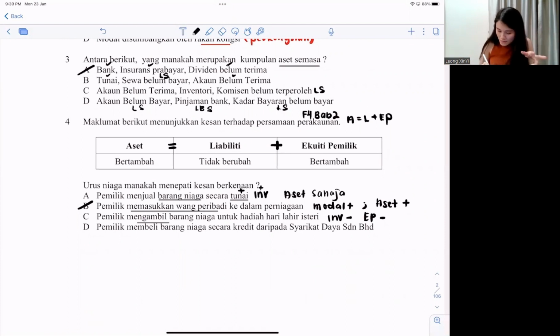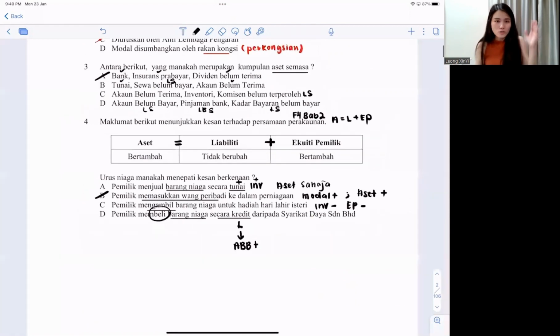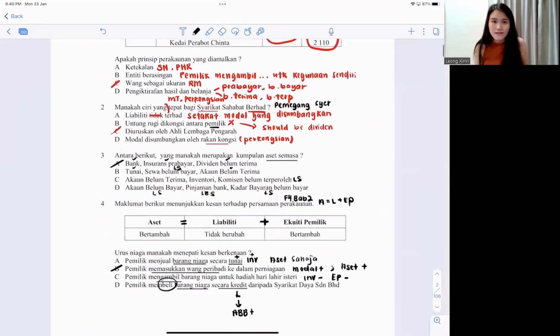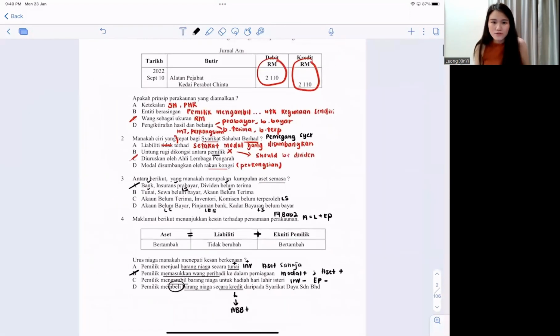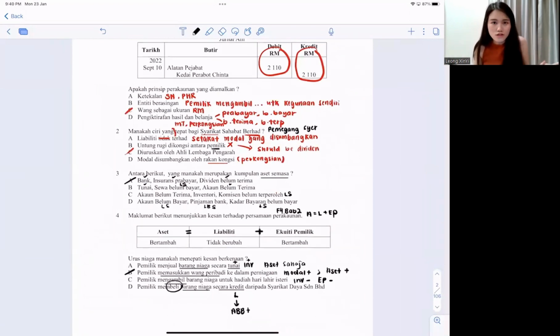So wrong. Now D. Pemilik membeli barang niaga secara kredit. No. Because if you buy secara kredit, it will become L, liability. Because we are talking about akaun belum bayar already, bertambah. So that's why D is wrong. Okay. Now the answers for questions 1 to 4 are like that. All right. If you cannot catch up, you can scroll back, or if you want to take a screenshot, also can. Wait for 3 seconds.